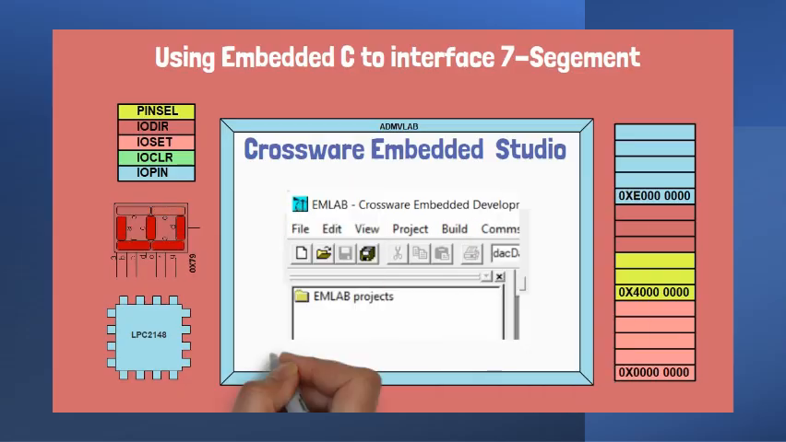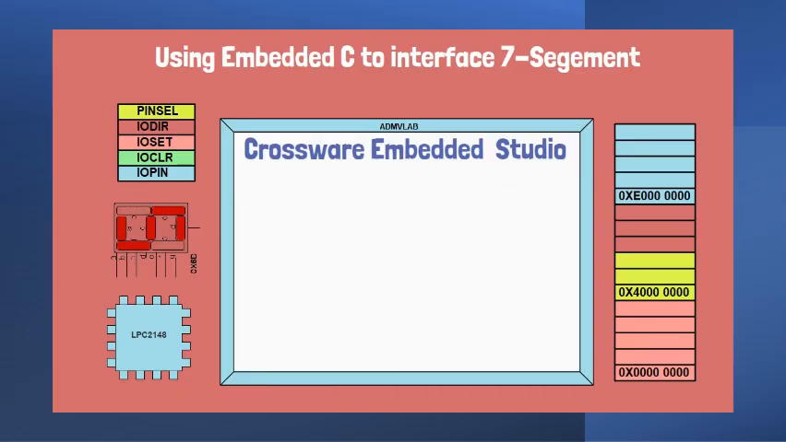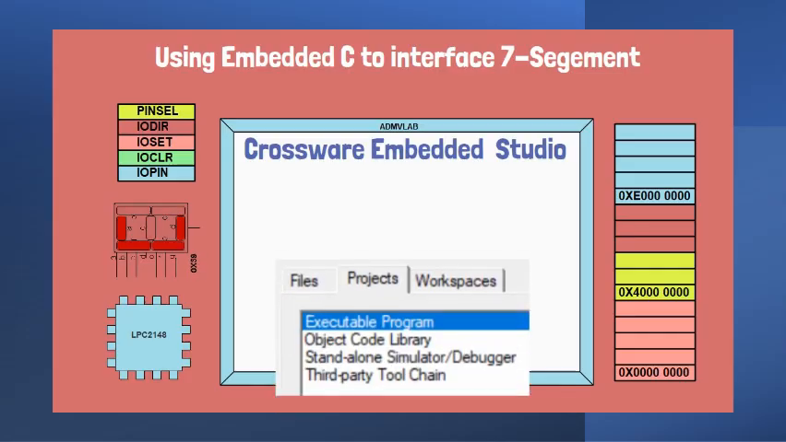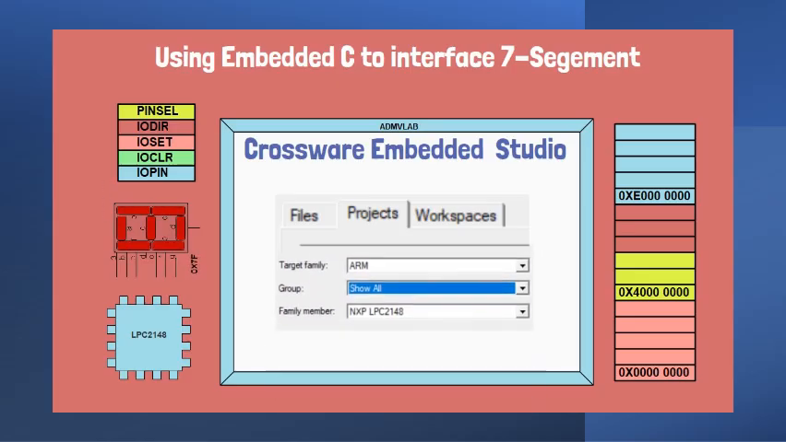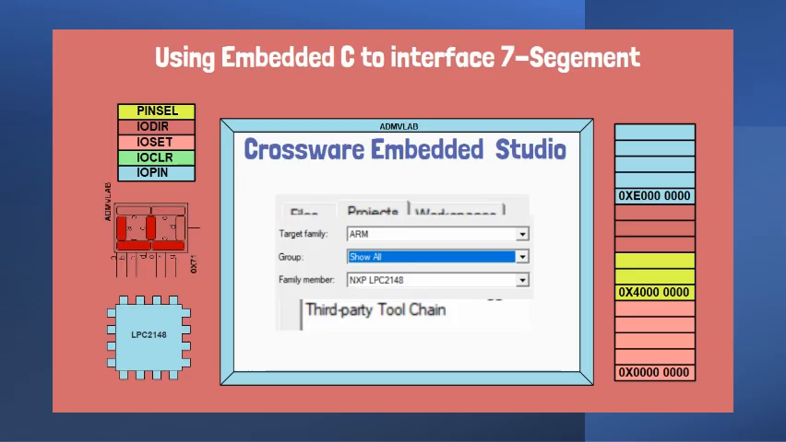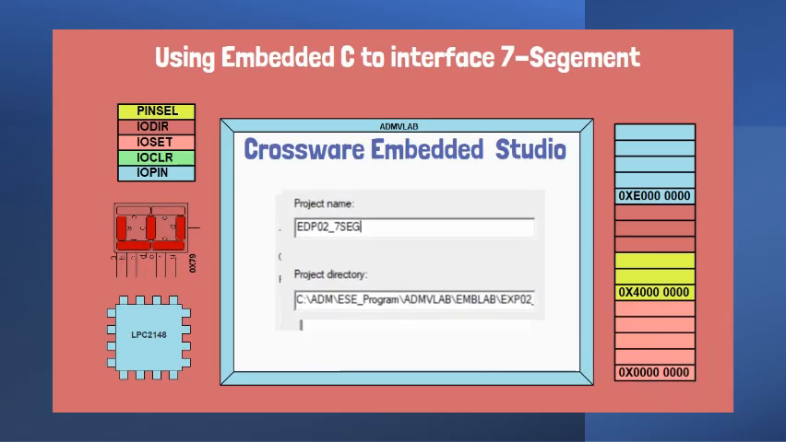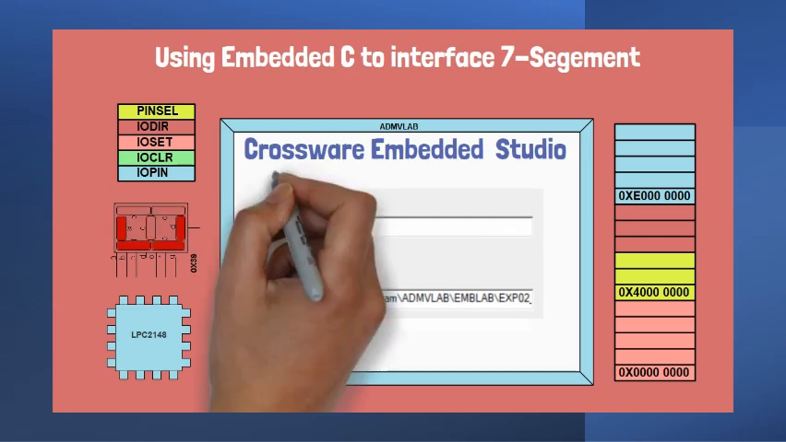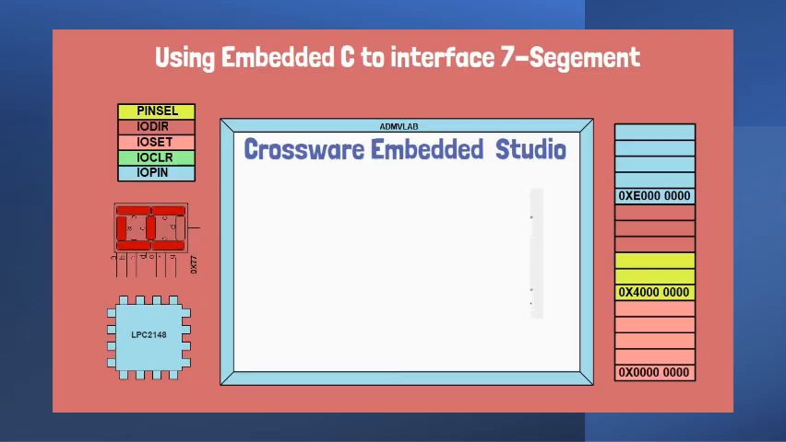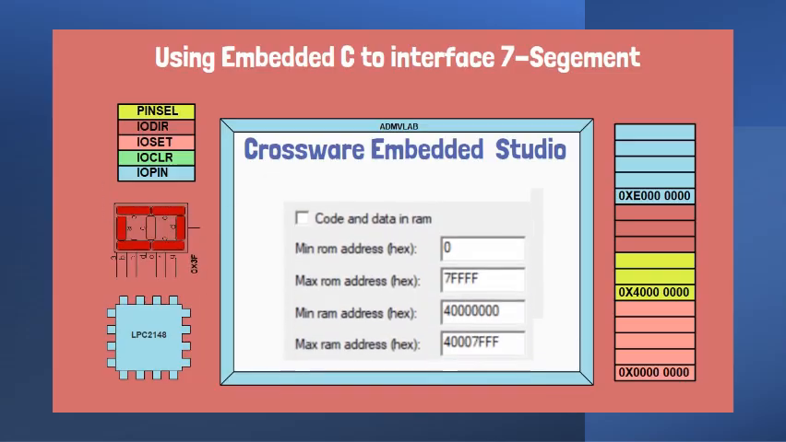So let us add a new project to this workspace. From the menu bar, select File, New Project, and select the Executable Program option. This opens the Target Selection dialog box. Select LPC2148 as the target processor. Once we have selected the processor, we then create a new project. We need to create a directory and name the project correctly as shown. The next step requires us to configure the RAM and ROM size for the project.